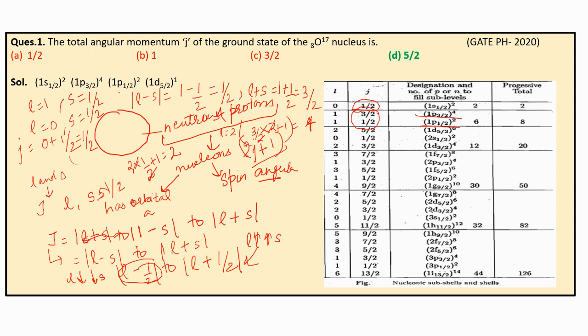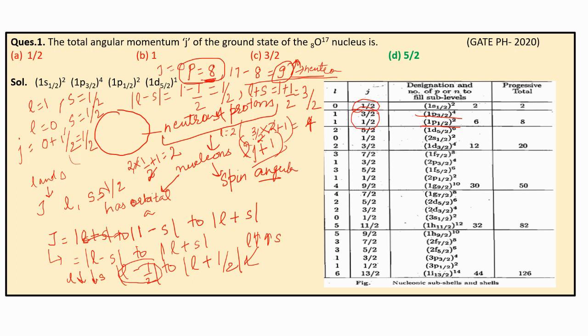Now here you can see the oxygen has how many protons? 8. And what is the number of neutrons? 17 minus 8 is equal to 9. So can any one of you tell me which one will provide the total angular momentum? Because the proton number is even and the neutron number is 9. So the neutron will play the deciding role because the protons will couple to give J equal to 0 because they are even.